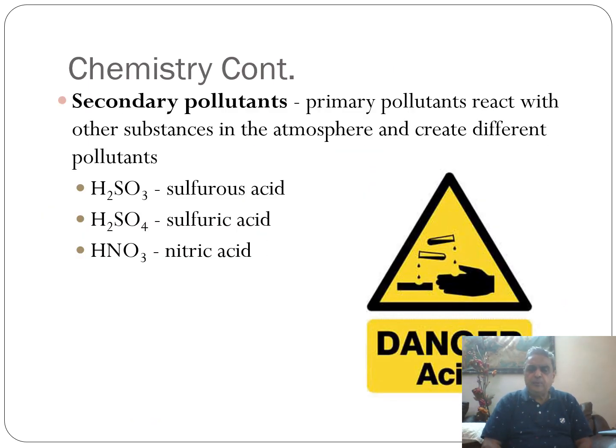Secondary pollutants. Primary pollutants are sulfur dioxide and nitrogen oxide. Secondary pollutants are formed when primary pollutants react with other substances in the atmosphere and create different pollutants. That is H2SO3, that is sulfurous acid, H2SO4, that is sulfuric acid, and nitric acid. The sulfur dioxide reacts with the water and forms sulfurous acid and sulfuric acid. So does nitrogen dioxide react with water in the atmosphere to form nitric acid. So these two secondary pollutants need to be controlled to stop the acid rain.